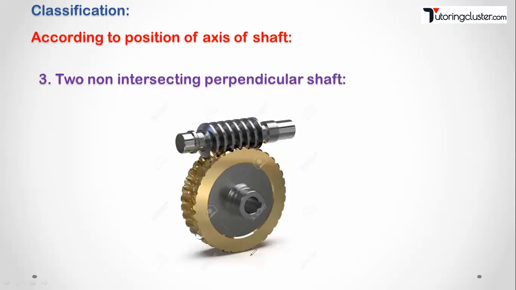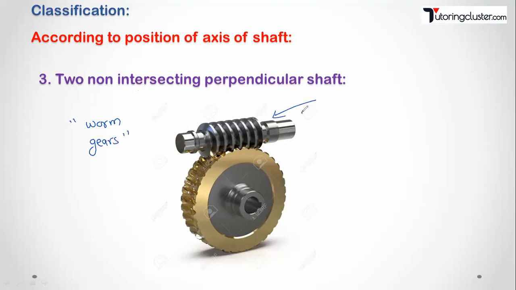Now if the shafts are non-intersecting but perpendicular. This is the axis of the shaft, and the axis of this gear is like this. They are non-intersecting but they are perpendicular. So if you want to transmit power between two non-intersecting but perpendicular shafts, then the gears which we are going to use are called worm gears.